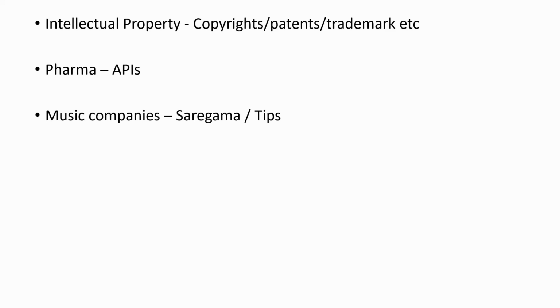You can't just copy someone else's drug and start manufacturing your own. If you have some blockbuster API, then naturally you are the only one who is going to produce that particular drug, and no one else can do it because of the patents that you have. Or else, if you go to music companies like Saregama, Tips, they enjoy these copyrights, right? You can't copy their songs and then start using them. So these are also some kind of moats that help these companies protect their margins and continue to grow in the years to come.